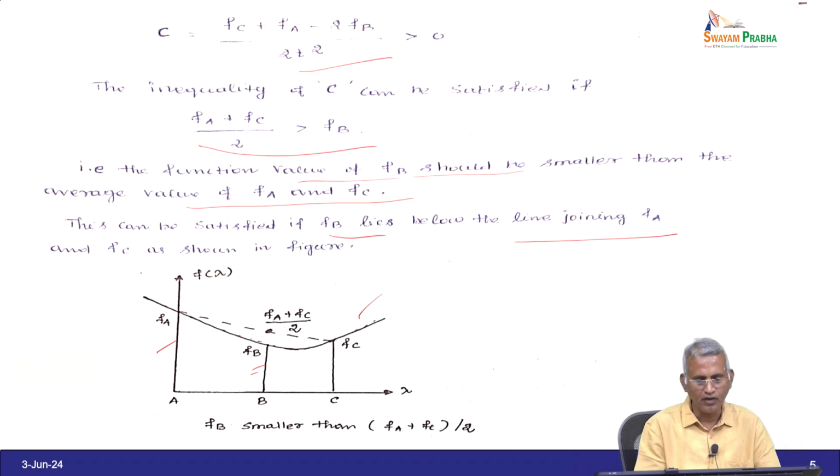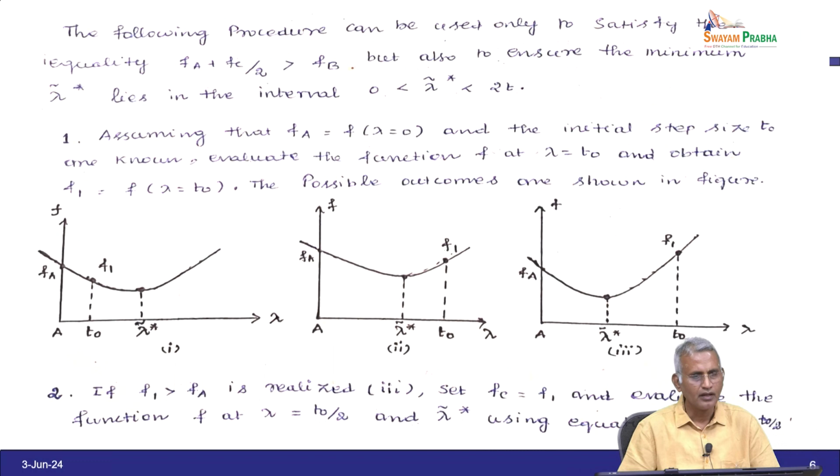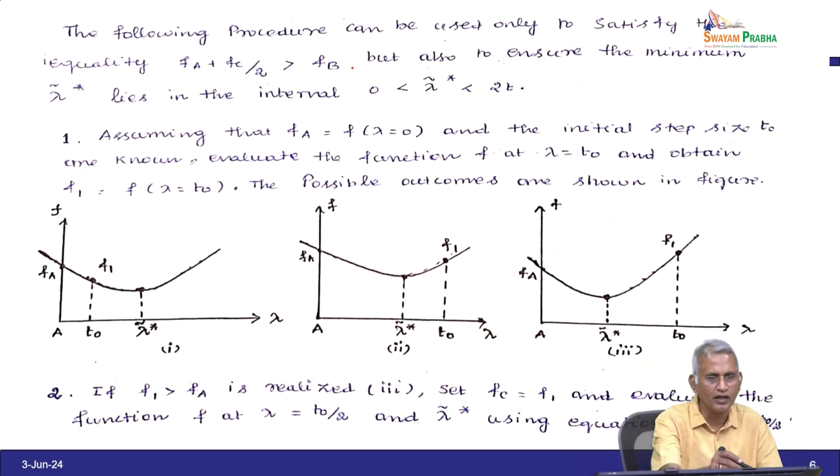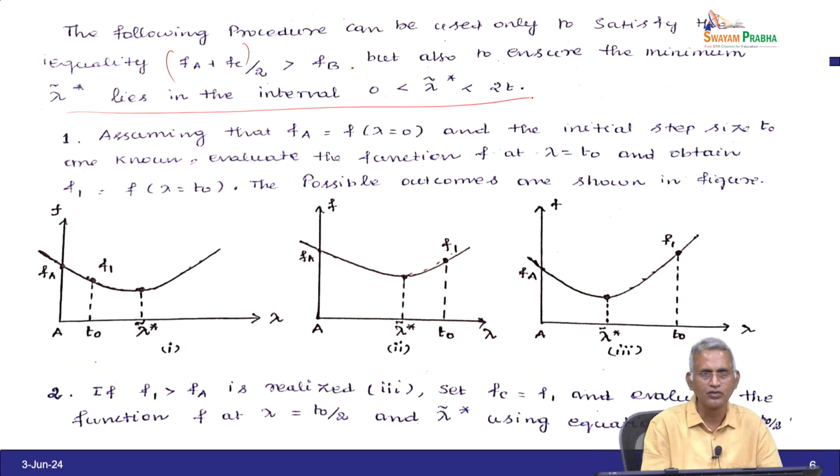So, f of b is smaller than f of A and f of c, therefore take the average by 2, so that f of b will come. The following procedure can be used not only to satisfy the inequality that f of A plus f of c by 2 is greater than f of b, but also to ensure that the minimum lambda star lies between the interval 0 to 2t naught of lambda star.